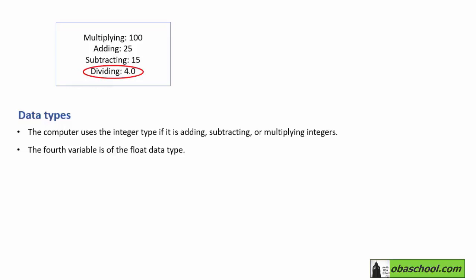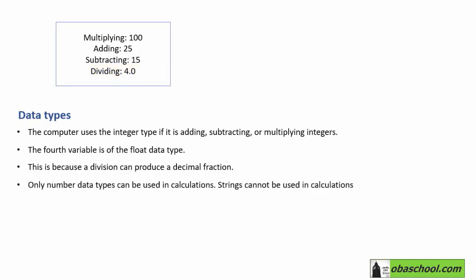And as we remember, the float is for a number with a decimal. So this is because a division can produce a decimal fraction. So when we assign a calculation that has a division in a variable, the program will automatically assign the float data type to this variable and not the integer.